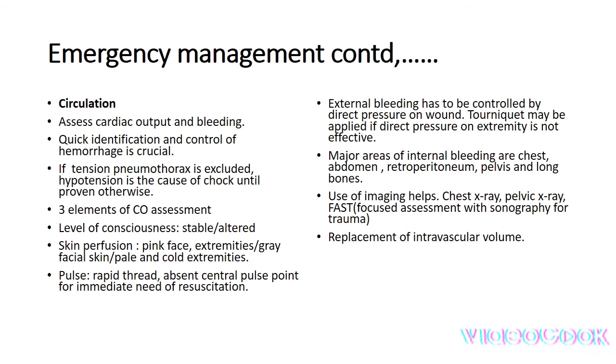External bleeding has to be controlled by direct pressure, but if it's on the extremity, on the leg or on the arm, and the pressure is not controlling the bleeding, a tourniquet can be applied, but this is associated with causing gangrene. So there are major areas of internal bleeding, which are in the chest, in the pleural cavity, in the abdomen, like in the retroperitoneum, in the pelvis, and in long bones like the femur.